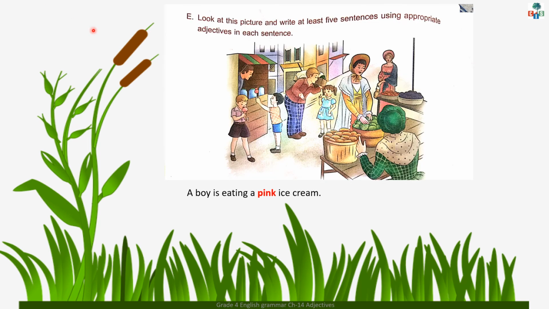Page number 42, exercise E. Look at this picture and write at least 5 sentences using appropriate adjectives in each sentence. Children, observe this picture carefully and frame your own sentences using the adjectives. For example, I have framed a sentence. A boy is eating a pink ice cream. So here I have used an adjective pink. So like this, try to frame your own sentences. Observe the picture. Okay.